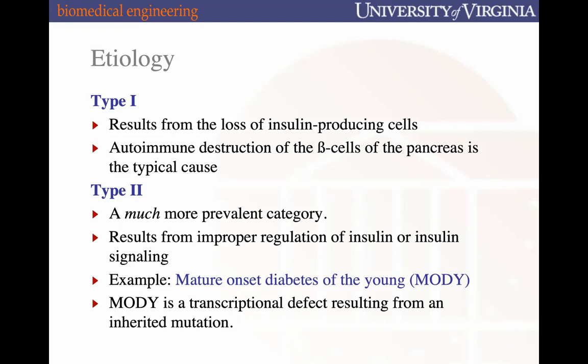And so we're going to use maturity onset diabetes of the young, because of its transcriptional defect, as our backdrop to understand transcription, or at least to apply transcription in diabetes. We'll also be using that with anabolic steroids as well. But before we jump into transcription, are there any questions about diabetes at all?